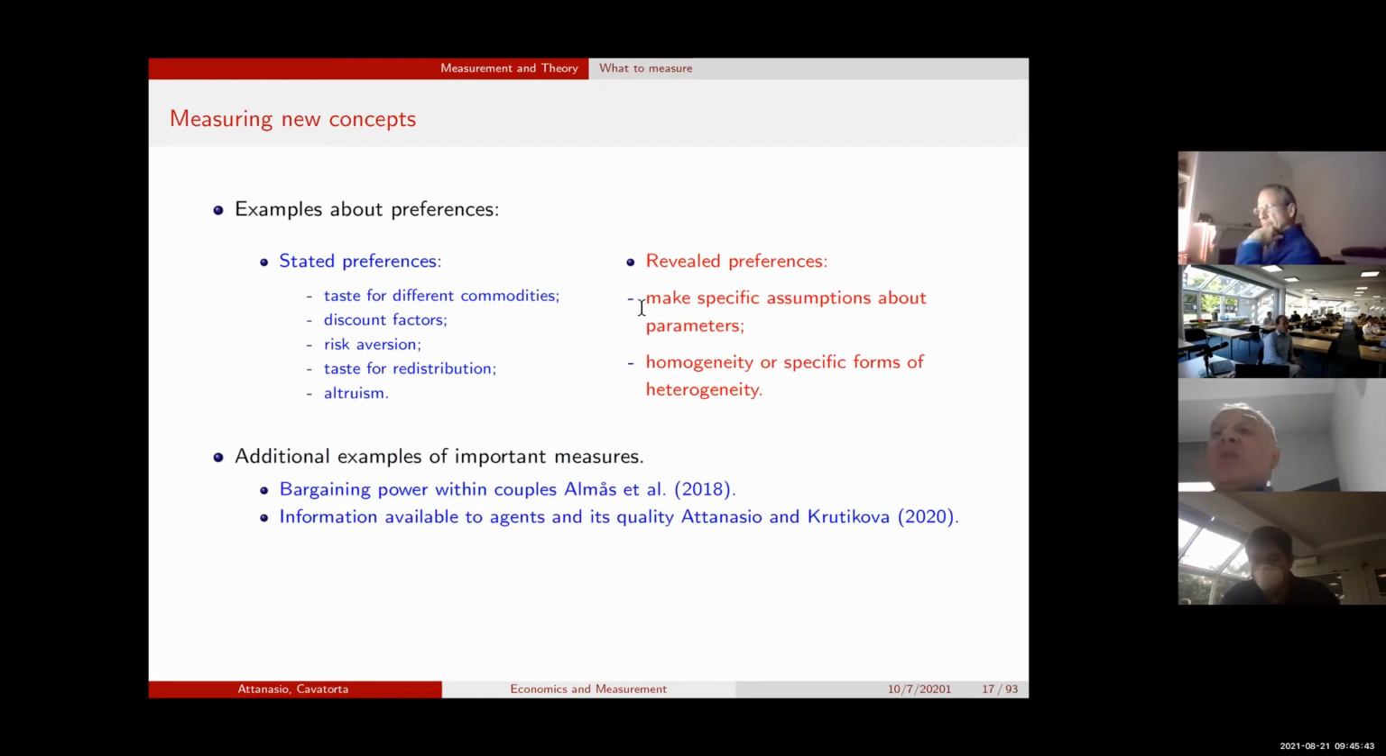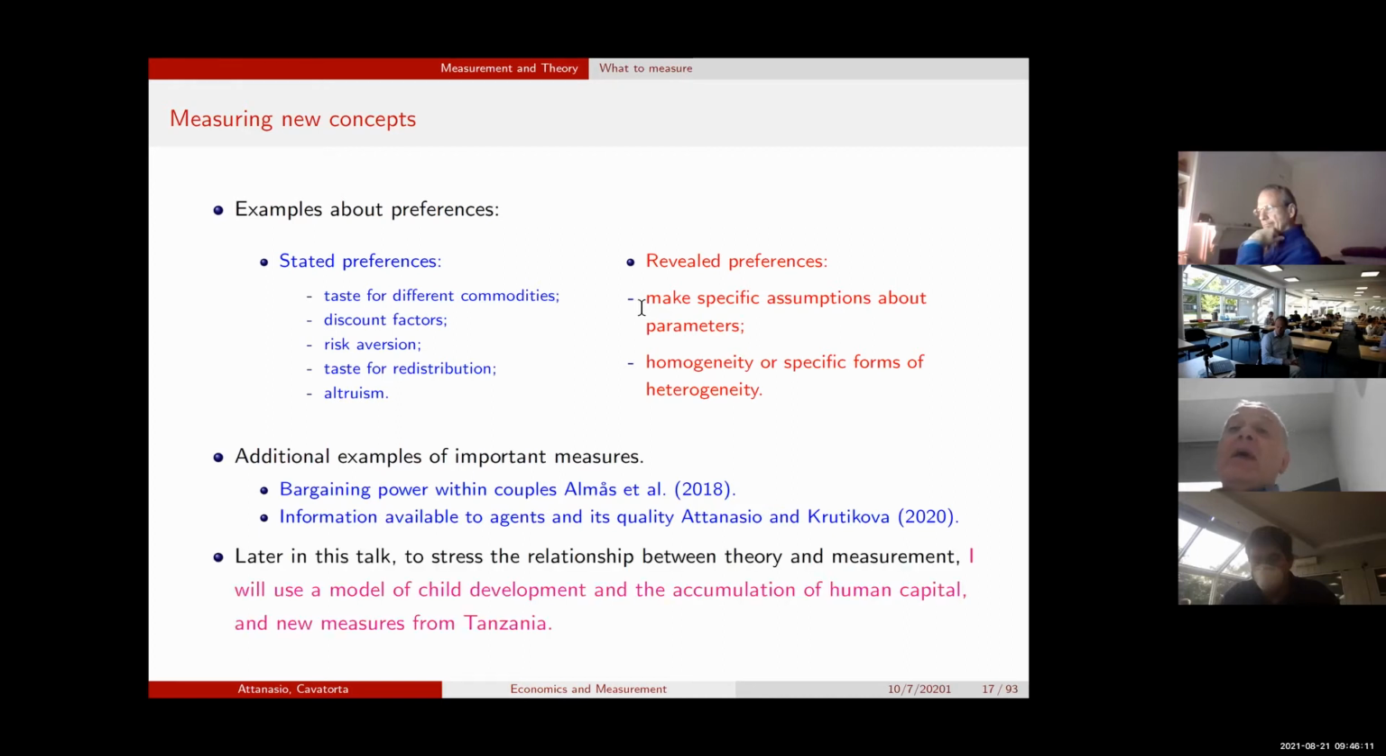And there are additional important measures with Ingrid and Pedro Carneiro. We've been doing some work on measuring bargaining power within couples, and we've redone it in Tanzania, and we'll say something about that. With Sonia Krutikova, we've been using data from Tanzania to measure the quality of the information available to agents within an extended family. And so, as I said, we'll talk a little bit about our work in Tanzania later on.